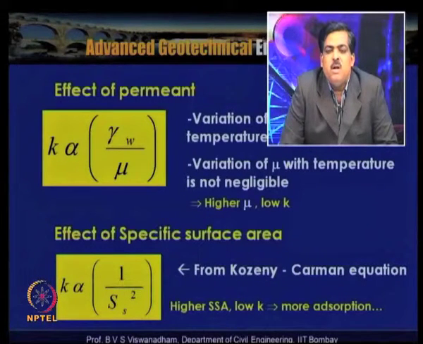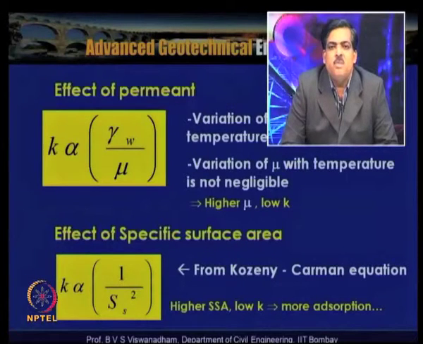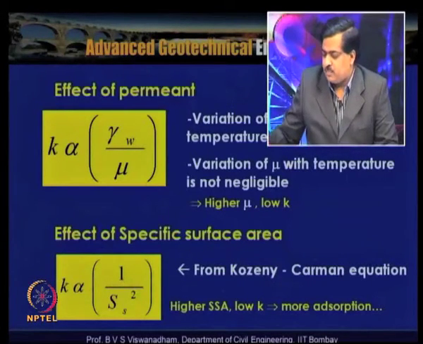That means that, for example, when you take kaolinite, illite and montmorillonite, the illite and montmorillonite minerals have very high specific surface area compared to the kaolinite mineral particles. So with an increase in specific surface area, the permeability of the soil decreases, and this is attributed to more adsorption.